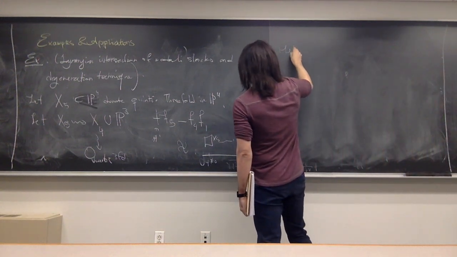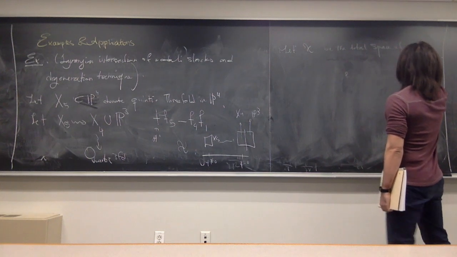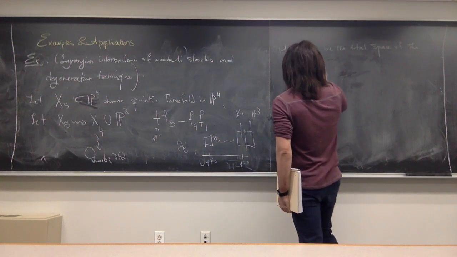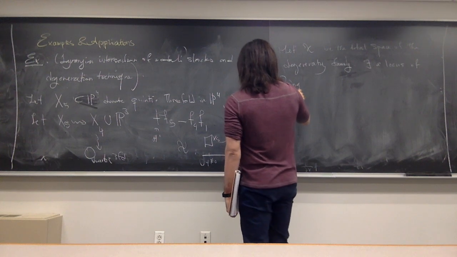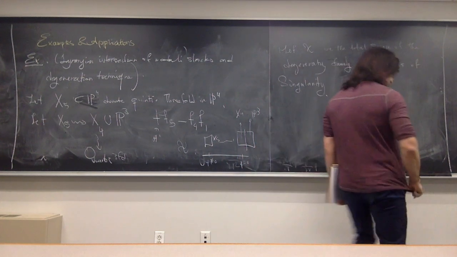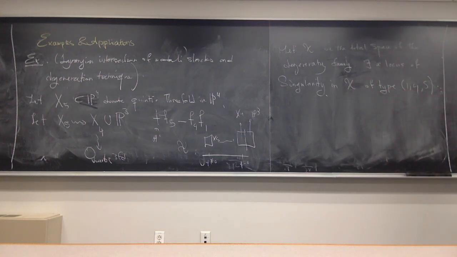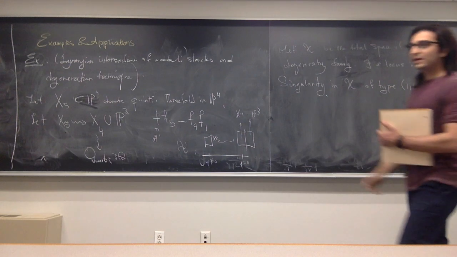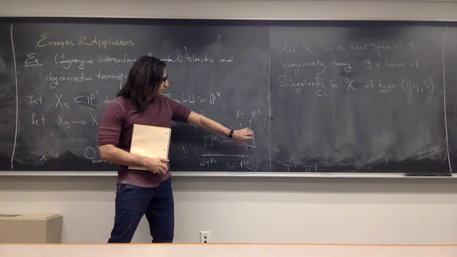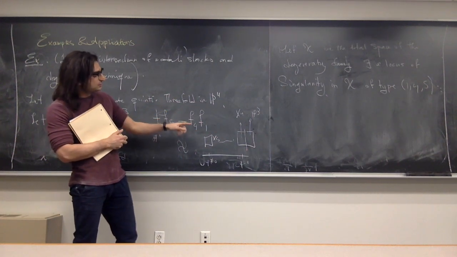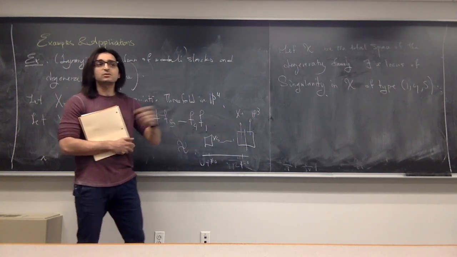So let X be the total space of the degenerating family. There exists a locus of singularity in X, of type 1, 4, 5. It's a curve. If you look at these two things, this defines for you a quintic, and this defines for you another quintic. You intersect these two things, you will get a complete intersection of type 1, 4, 5, which is a curve, codimension 3, in your fourfold, which is the locus of your singularity.